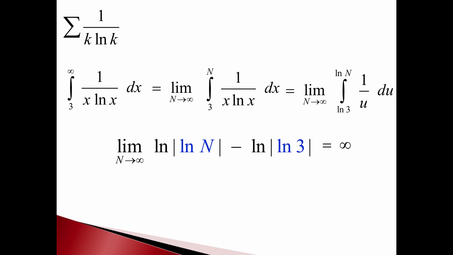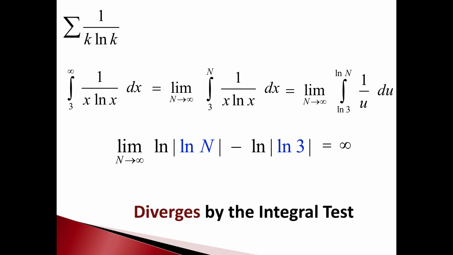Remember the Tower of Power, log is kind of pitiful, and log of log is even more pitiful, but it still goes off to infinity, even though it does it slowly. So this integral diverged, so that means that my original series diverges because of the integral test. Right?